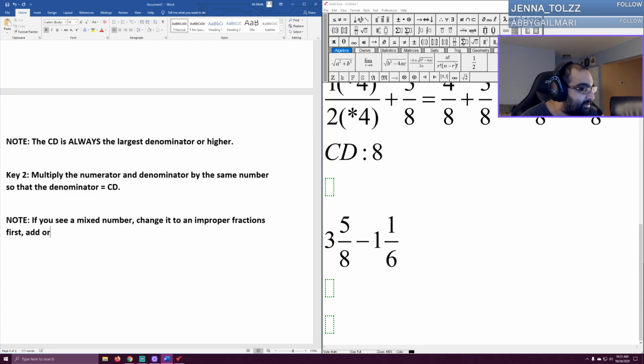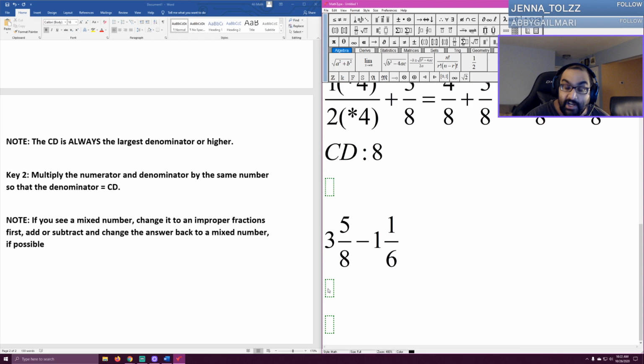Okay. Add or subtract, and then change the answer back into a mixed number if possible. So that's one of the things we want to do here. We want to put it in an easier context, 3 and 5/8 and 1 and 1/6, which is just to change it to an improper fraction, then do our regular subtraction or addition, and then change it back to a mixed number if we need to.